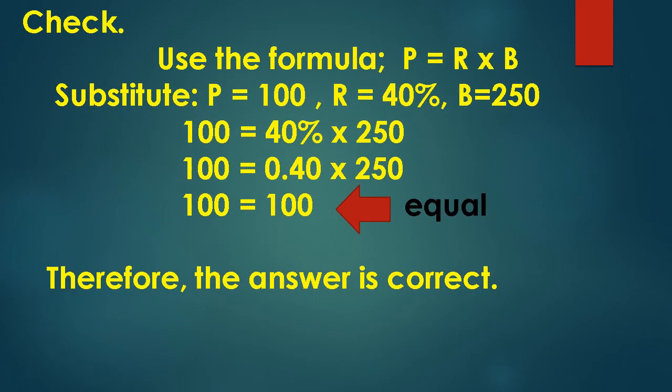We are going to check. Use the formula again. P is equal to R times B. We are going to substitute the value of P, which is 100. The value of R, or the rate, is 40%. And the base is 250. So 100 is equal to 40% times 250. So change percent to decimal, 40 hundredths times 250. So the answer is 100. So the equation is equal. Therefore, the answer is correct.